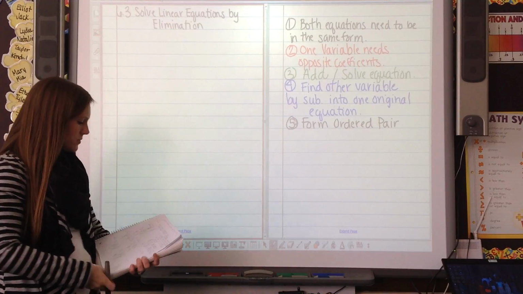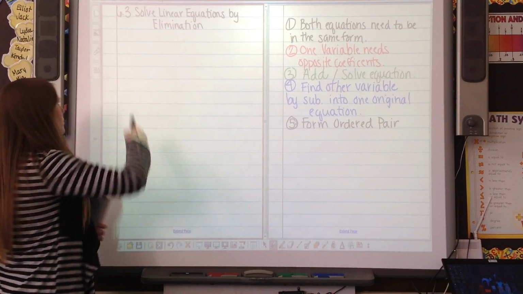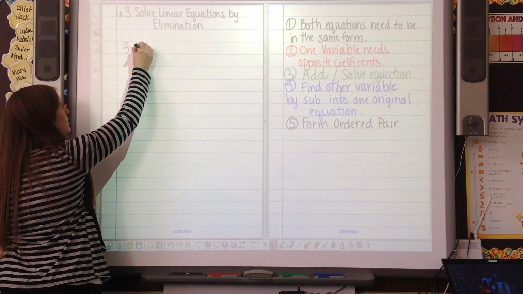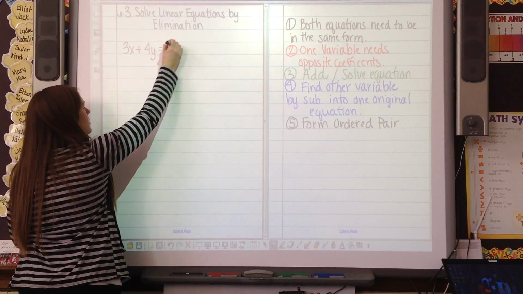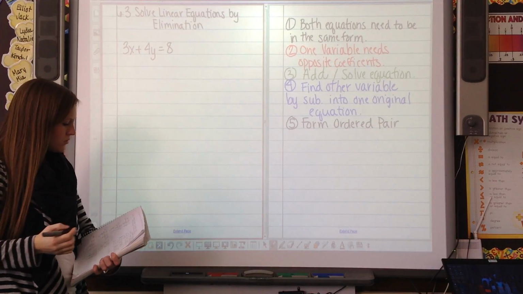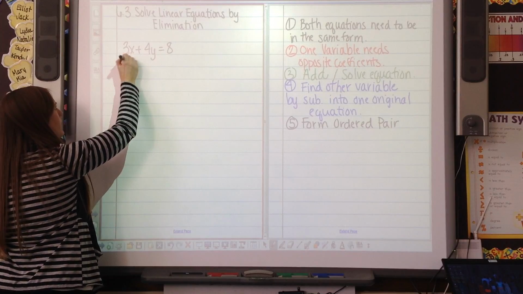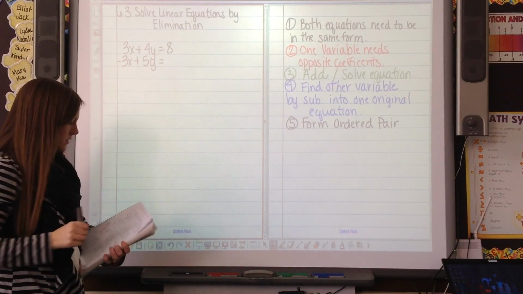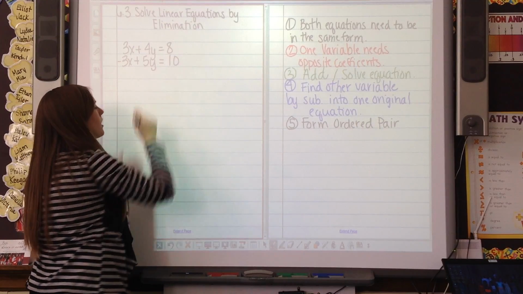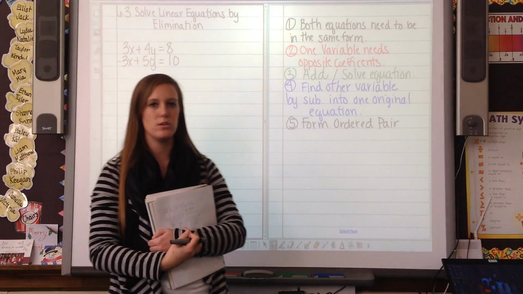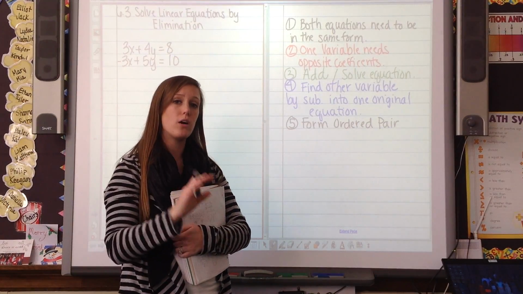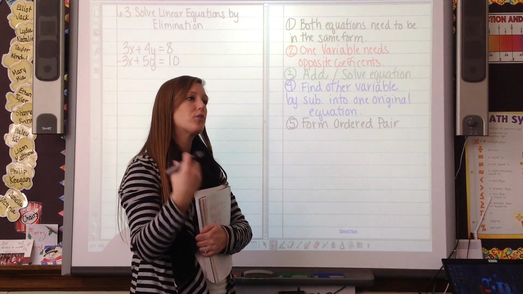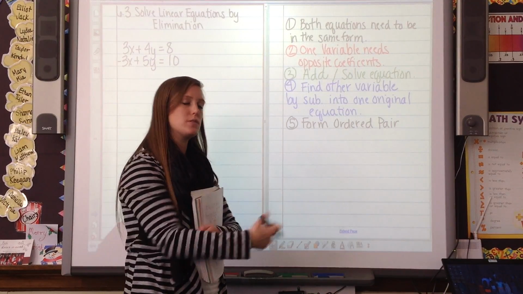I'm going to write down our first problem. The first problem is 3x plus 4y equals 8. And the other equation is negative 3x plus 5y equals 10. Now you're going to see I already wrote the rules out for you. You can pause and write all the rules right now, or you can walk through the problem with me and write the rules as we're doing them.